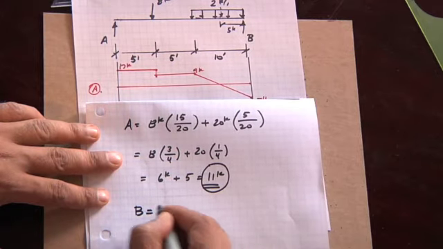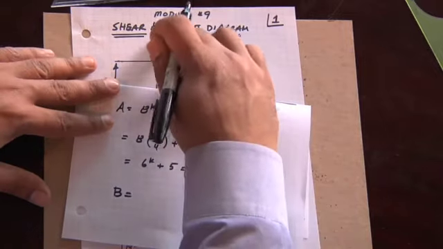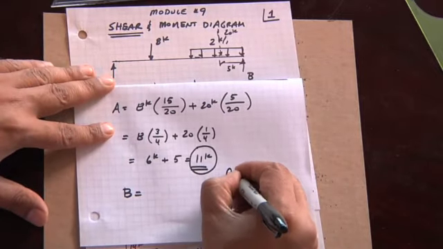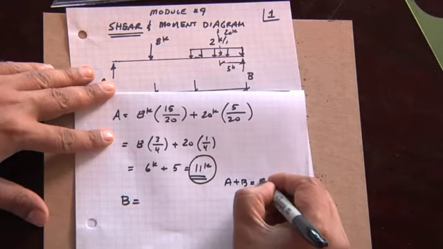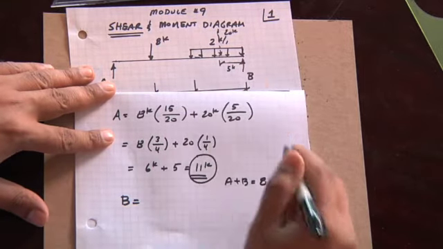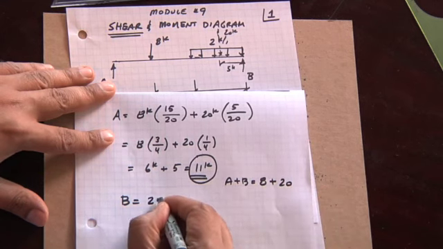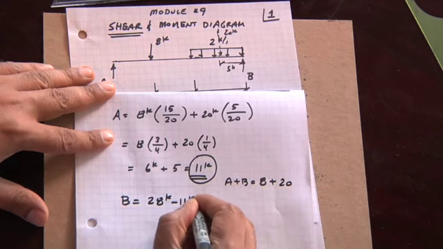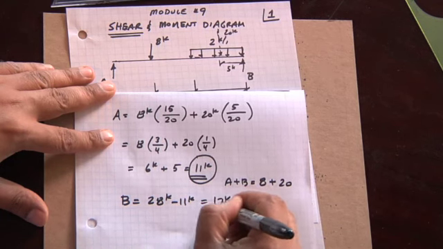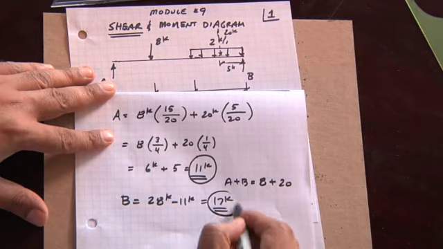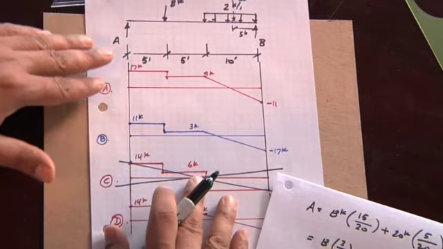The right reaction will equal the total load, because we know that A plus B should equal the total load, which is 8 plus, and we calculated that to be 20, should equal 28. So the right reaction is 28 kips minus 11 kips, which is equal to 17 kips. So now we have the right reaction and the left reaction. Now we can solve the problem.